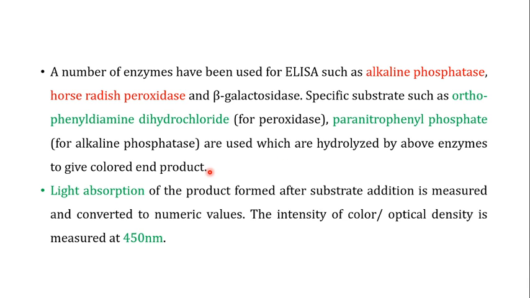Now what you do in ELISA is that the light absorption of the colored product that has been formed by the action of the enzyme is measured, and that absorption is converted to numeric values, in comparison to the controls that we will see in a while. Now the intensity of the color, or the optical density, is measured at 450 nanometers. So the light absorption that you will be detecting over here, which will then be converted into numeric values, is seen at 450 nanometers.